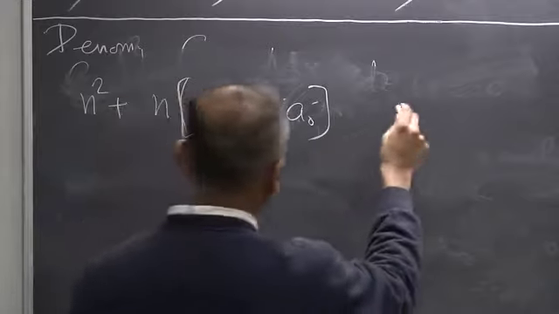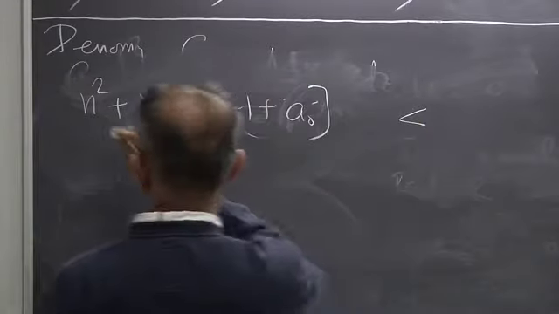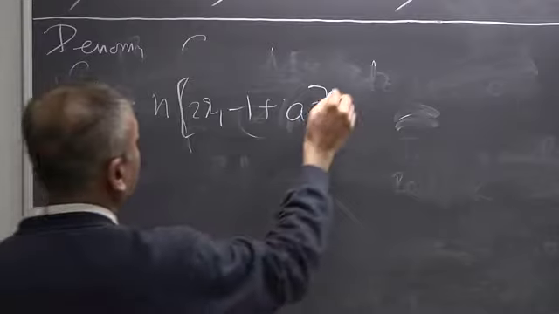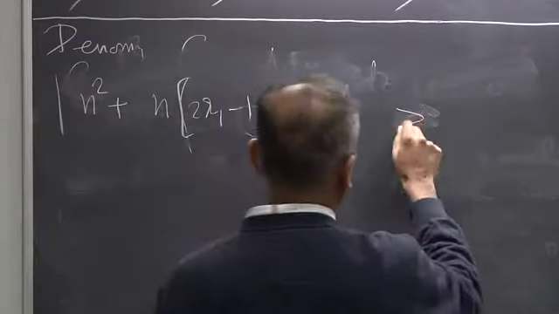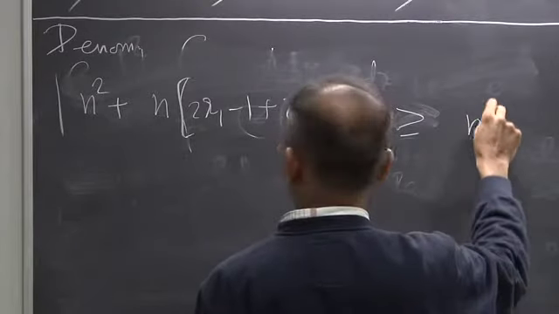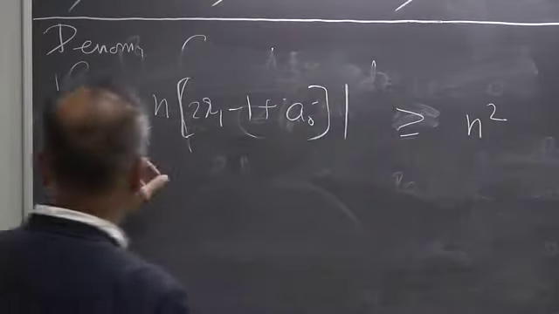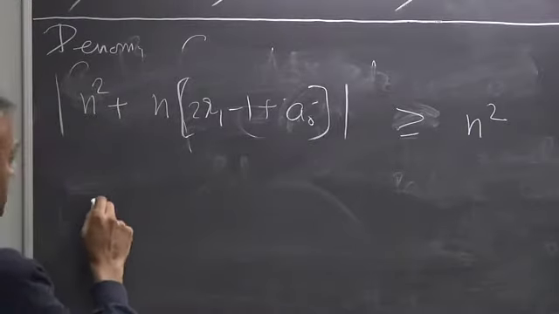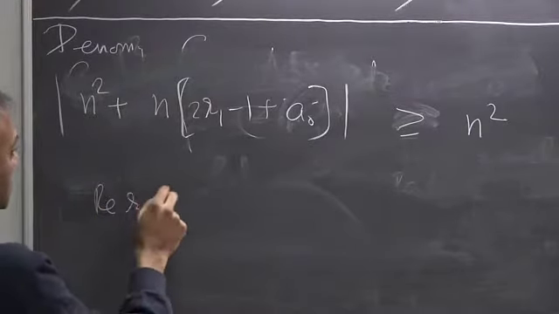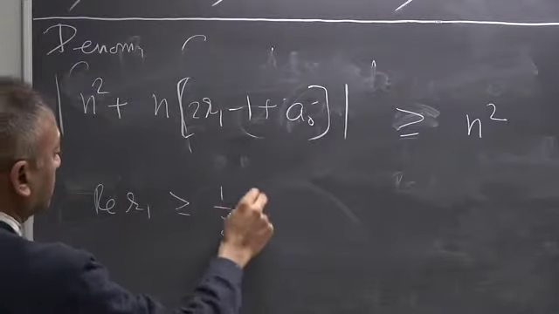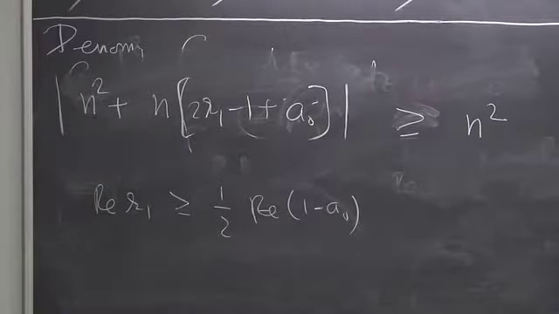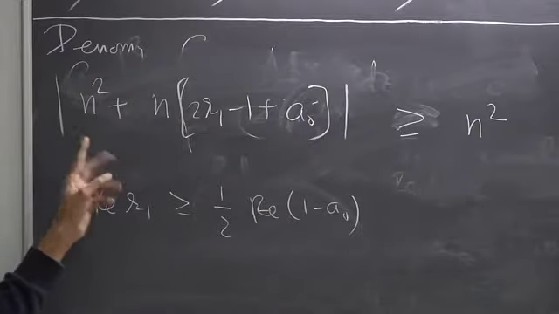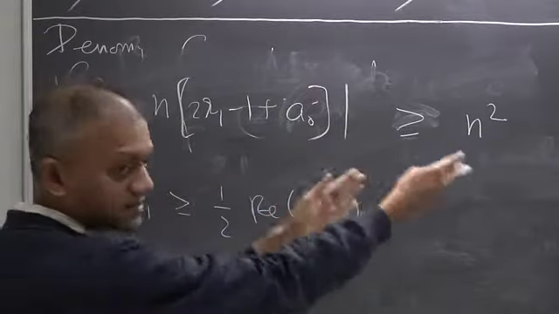I mean, this expression is less than... If I take the absolute value of that, right? The absolute value of this is going to be greater than or equal to n square, right? Why? Because we already had this relation, the real part of R1 is greater than or equal to half of the real part of 1 minus A0. So if you look at just the real part of it, this is the absolute value. So there will be the real part square plus the imaginary part square.